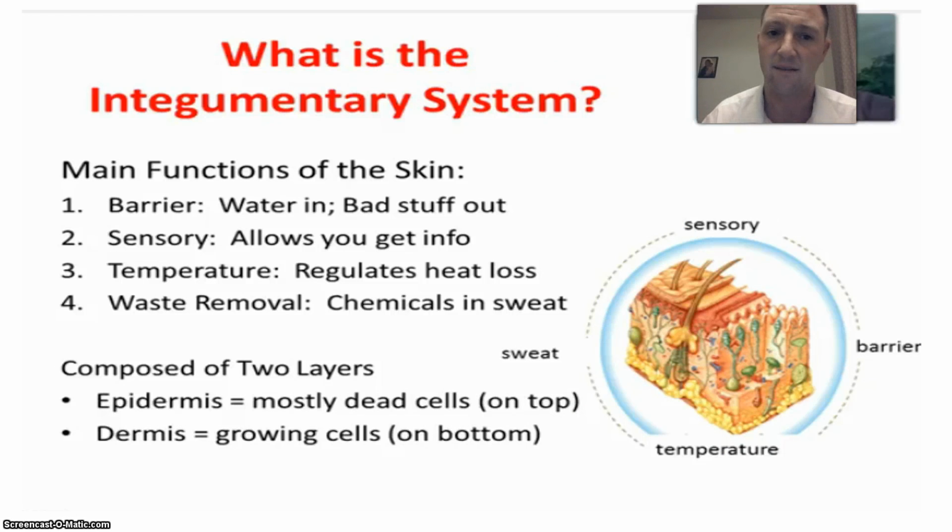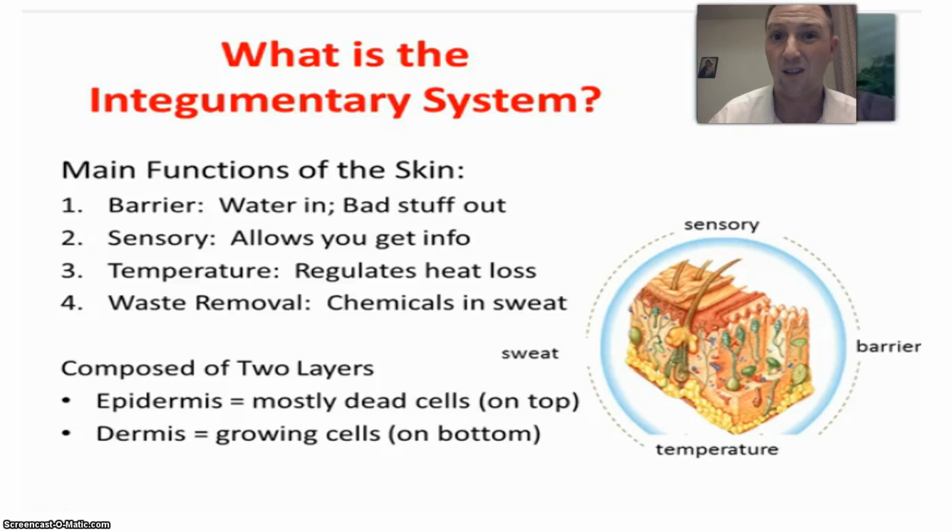There we're talking about your skin. Right? Main function is for barrier. It keeps water in. You don't want to dehydrate. It keeps out bad stuff like viruses and bacteria. It allows you to sense your environment. You have nerves in your skin to feel pressure and temperature. It's also going to regulate your body's temperature. You work best at 98.6 degrees. Okay? And your skin helps you regulate heat level.